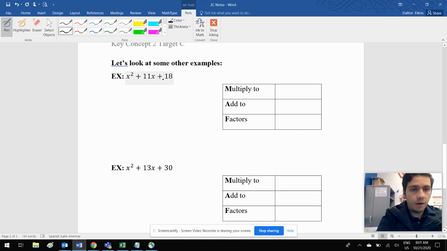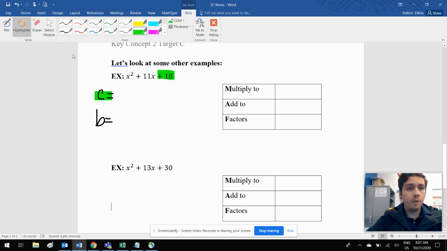Remember, we want to identify what our c value is and then what our b value is. Your c value is always going to be the thing tacked on at the end there without a variable. It's called a constant because it does not change. Variables imply that things change. So this is going to be 18. So we want to think about numbers that multiply to 18.